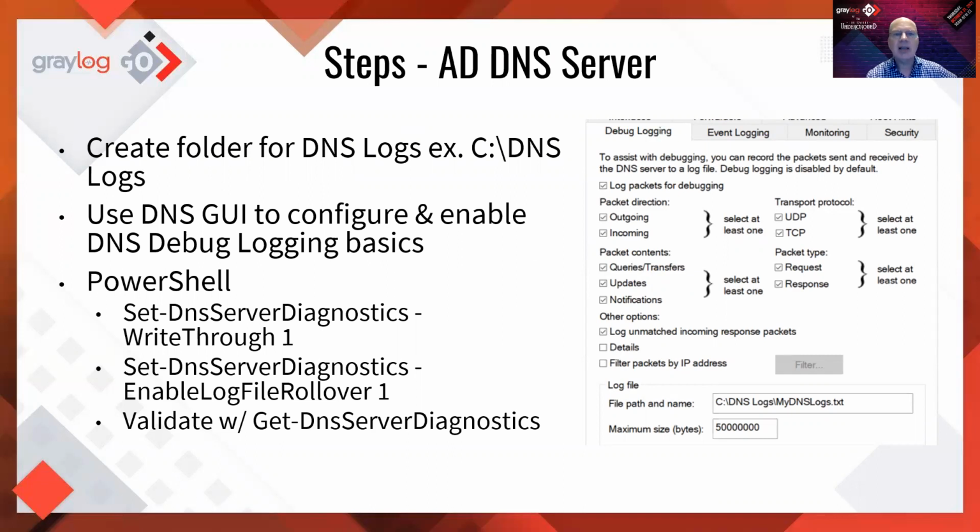First step is to create a folder on your machine somewhere. I put it in the C drive, you can put it in the D drive, it doesn't matter where you put it. Create a folder to put these DNS debug logs in. And what you're going to do is take that path and then add a file name to it in the next step. We're going to use the DNS GUI in Windows to configure and enable DNS debug logging basics. And that's what you're seeing in this image over here on the right. Those are the settings you need to set.